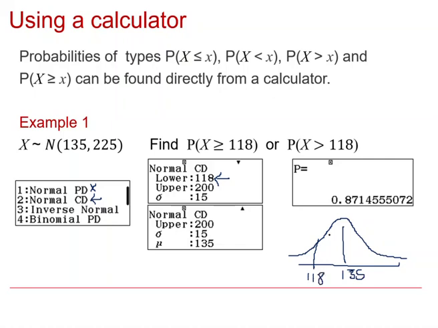So if we draw a quick sketch, this is the area that we are required to find, and that's clearly larger than a half. So putting in a suitable upper bound, and remember the standard deviation should be entered before the mean, the calculator will directly give us that probability as 0.871 to 3 decimal places. And it's worth checking that you are quite comfortable with doing that on your calculator.